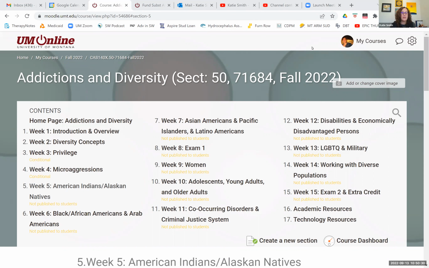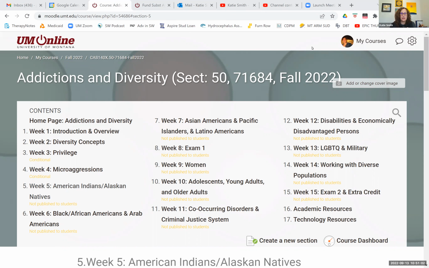So for this week, we are actually going to skip ahead in our textbook and look at chapter 5, American Indians and Alaskan Natives. So we're going to read more about that population. Then next week for week 6, we'll continue looking at different racial and ethnic groups by reading chapters 4 and chapter 6. And then again, week 7, we will continue that until we have our exam in week 8.